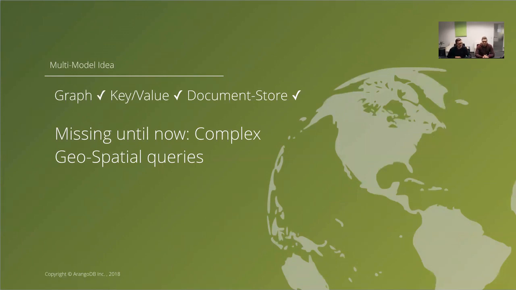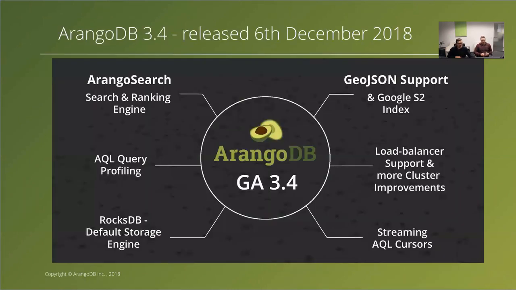So right now, ArangoDB is a multimodal database. We support graphs, we support documents, and now we can combine this with geo queries. This is new in 3.4, which we released last week, with a lot of other features like the optimized RocksDB default storage engine, load balancing support for Kubernetes and the cluster, query profiling, and streaming cursors. There are a lot of new features in ArangoDB 3.4, but today we'll be mostly focusing on the GeoJSON and geospatial query capabilities.